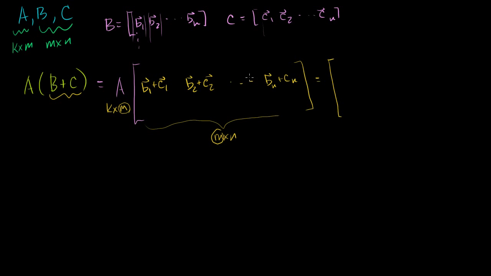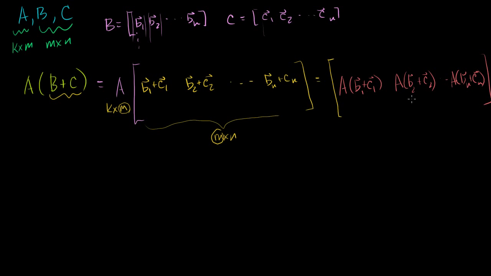And this is going to be equal to, let me switch colors again, A times the column vector B1 plus C1. The second column is going to be A times the column vector B2 plus C2. I'm running out of space. It's going to be all the way to A times the column vector Bn plus Cn. This is our definition of matrix products. You just take the first matrix and you multiply it times each of the column vectors of the second matrix. And we can say that because we've already defined matrix vector products.